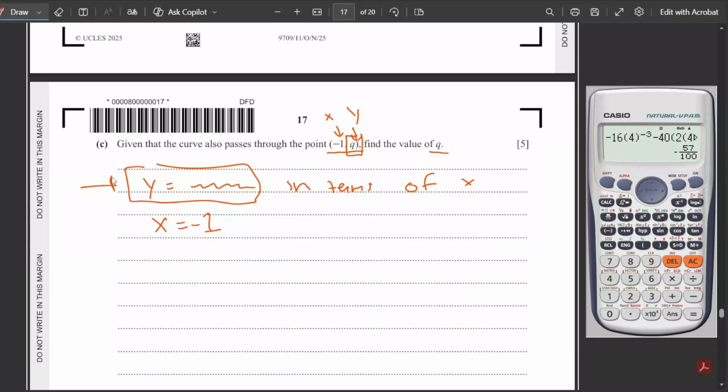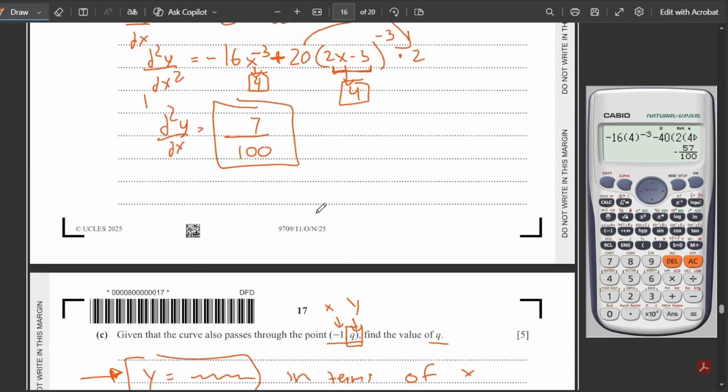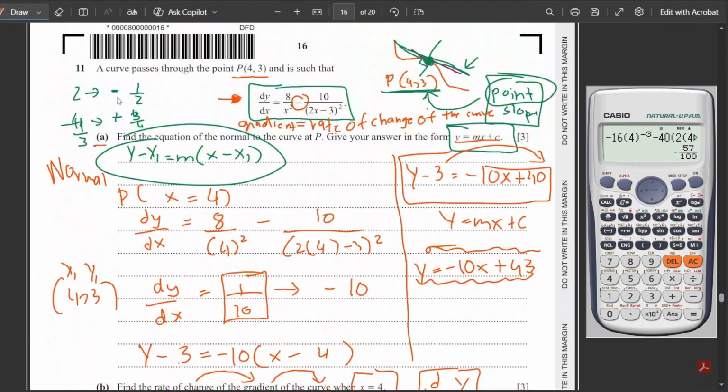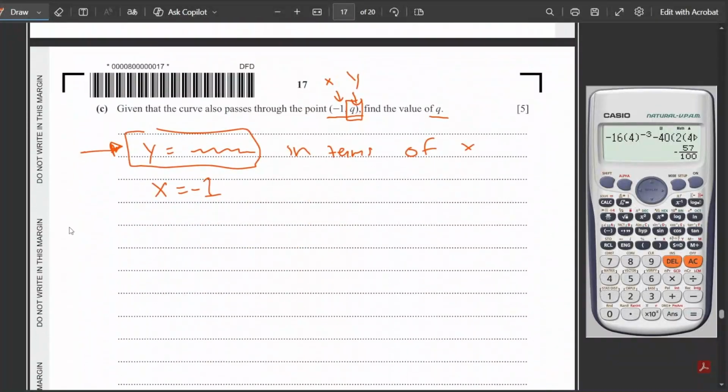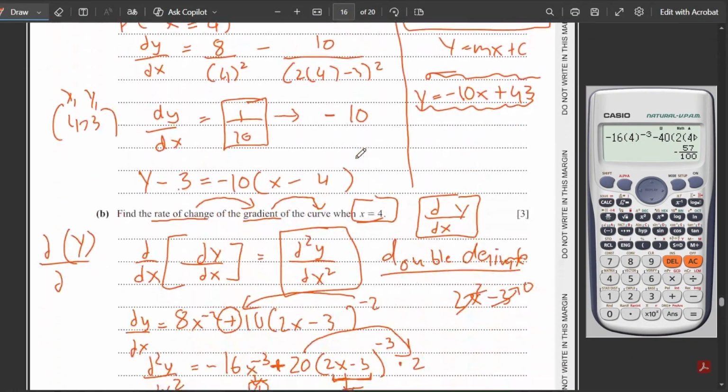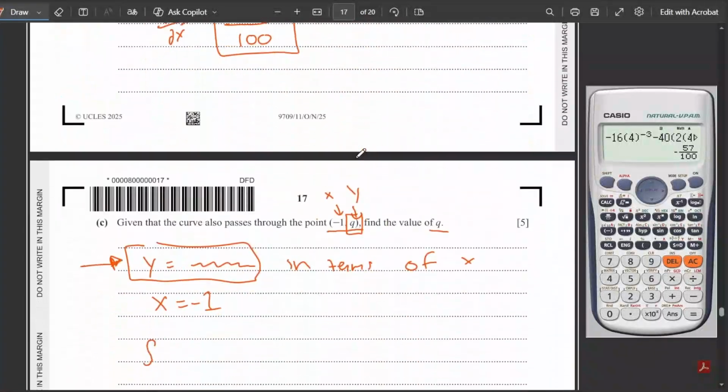So how do you get this equation? That's the question. You can get this equation by using this gradient equation. If you integrate this, you're going to get the curve equation, and then using that curve equation, you can find out your point q. So if I integrate all of this, I have 8 times (x minus 2).